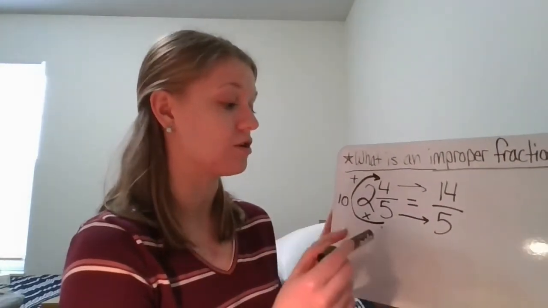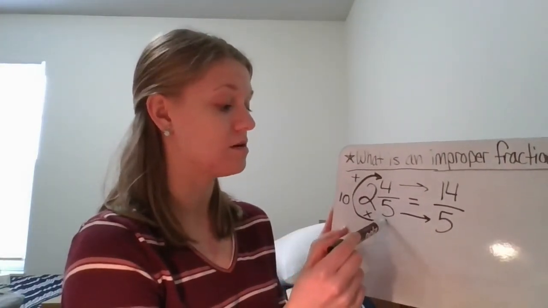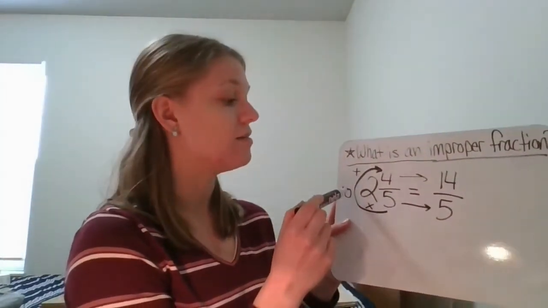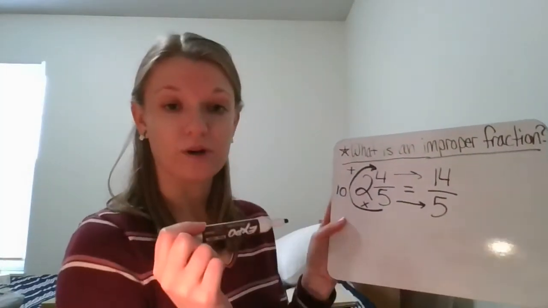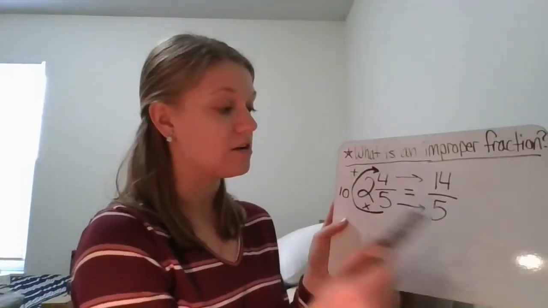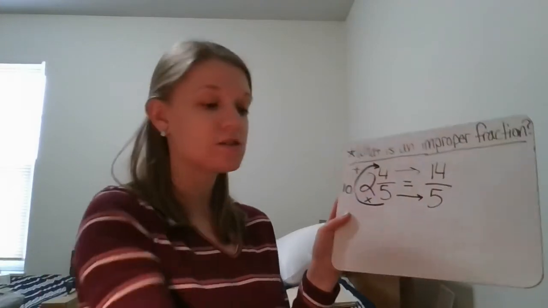So no matter what these numbers are, you know you're going to start at the denominator. You're going to go over to your whole number and multiply, get your answer. Then you're going to add the numerator to that answer. That becomes your new numerator, and your denominator always stays the same. So let's try another example.